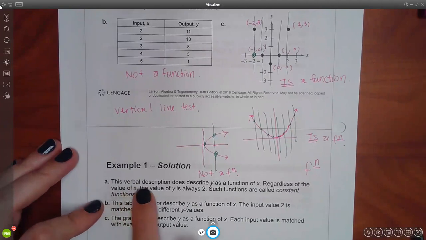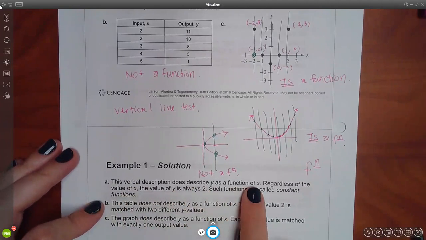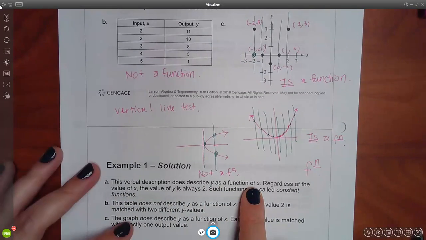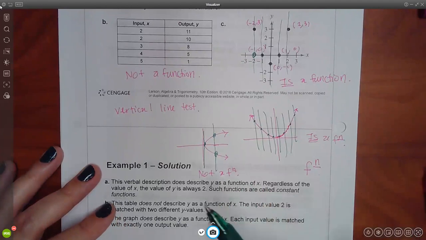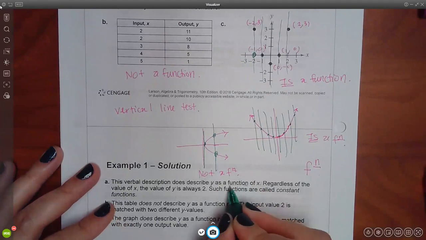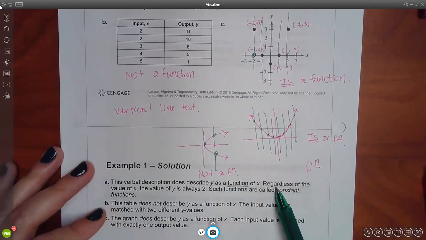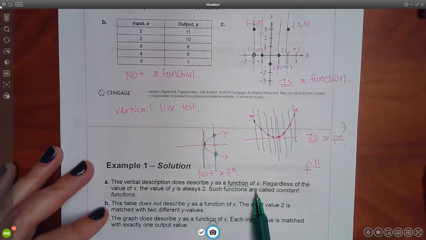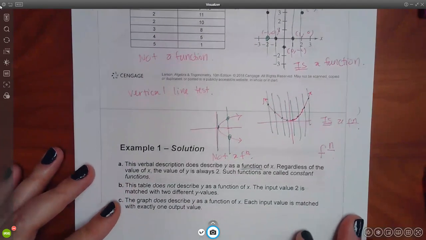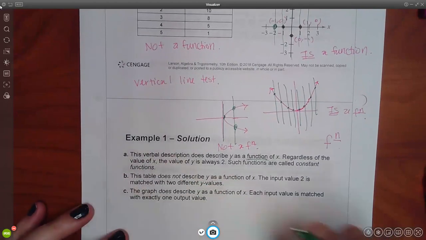So it says the verbal description does describe y as a function of x. Tells me input and output. So it says it is a function. To me, I would say it describes a relationship, but they said function. Why is that? It says regardless of the value of x, the value of y is always 2. Such functions are called constant functions. Oh, because there's 2 senators for every state regardless. That's why. I didn't remember that.